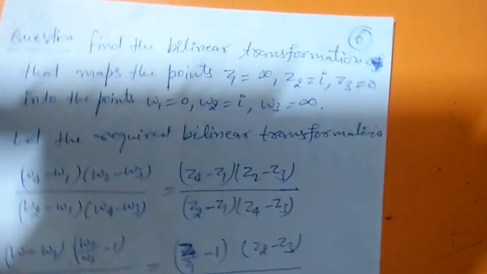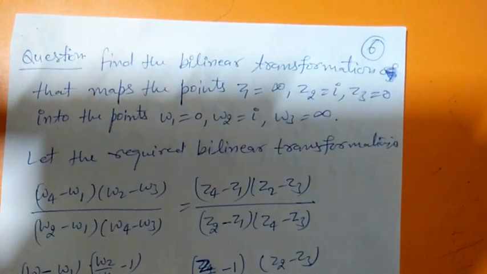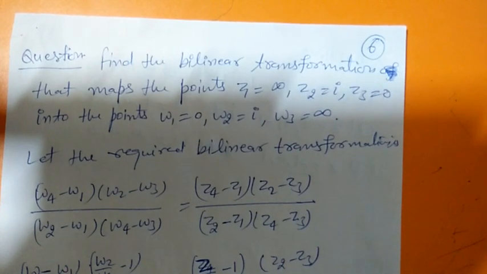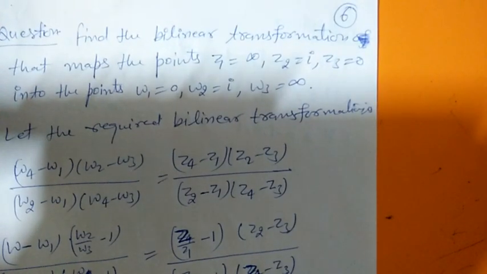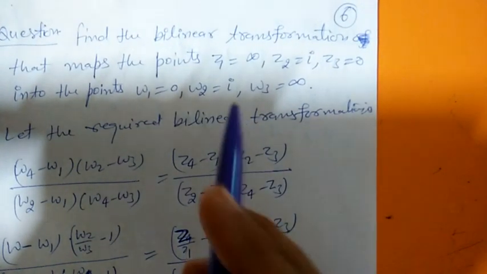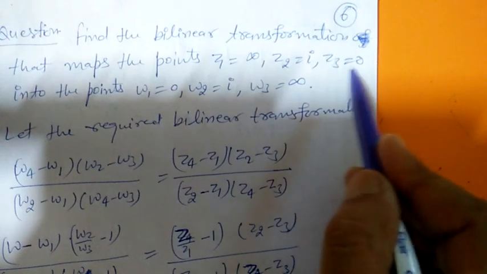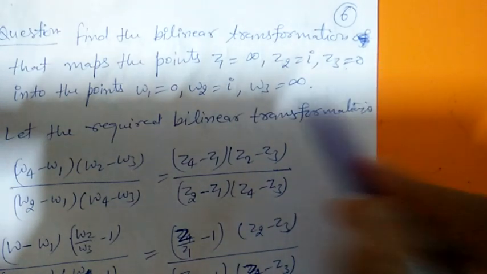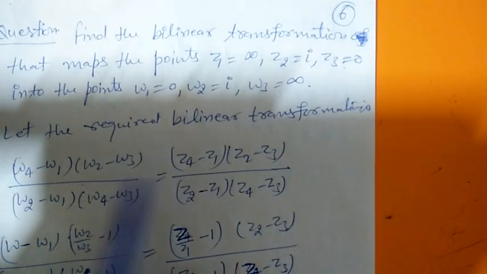Now here I am taking the second question based on the bilinear transformation. Find the bilinear transformation that maps the points z1 is equal to infinity, z2 is equal to iota, z3 is equal to 0 into the points w1 is equal to 0, w2 is equal to iota, and w3 is equal to infinity. So here 3 points. So in that case, if we consider z4 is equal to z and w4 is equal to w, so let the required bilinear transformation be this one.